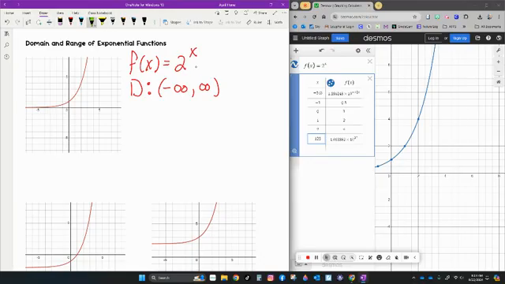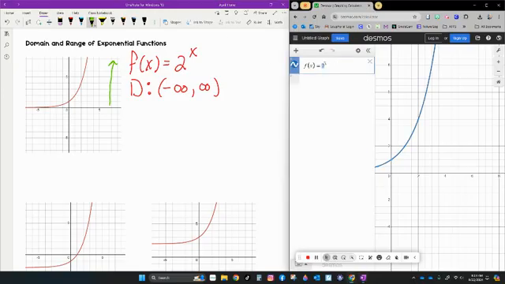Now, when we're looking at the range, the range of these functions is very special because if you look at this graph, it only exists above our x-axis. There's nothing down here below our x-axis. If I were to flip this and put a negative 1 in the front, it would flip my graph upside down. So if I wanted it to be on the bottom of my graph, I would flip it upside down to make it under the x-axis.